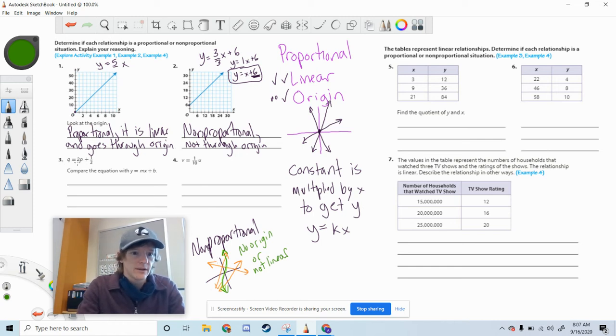So number 3, we have a slope. It's a constant, but this starts at a half. So when we compare this, we have a b. So this is non-proportional because it has a y-intercept that is not the origin, because this has a y-intercept up here. Number one does have it. It's just 0. We're adding 0, so we start at 0. So that means it is the origin.